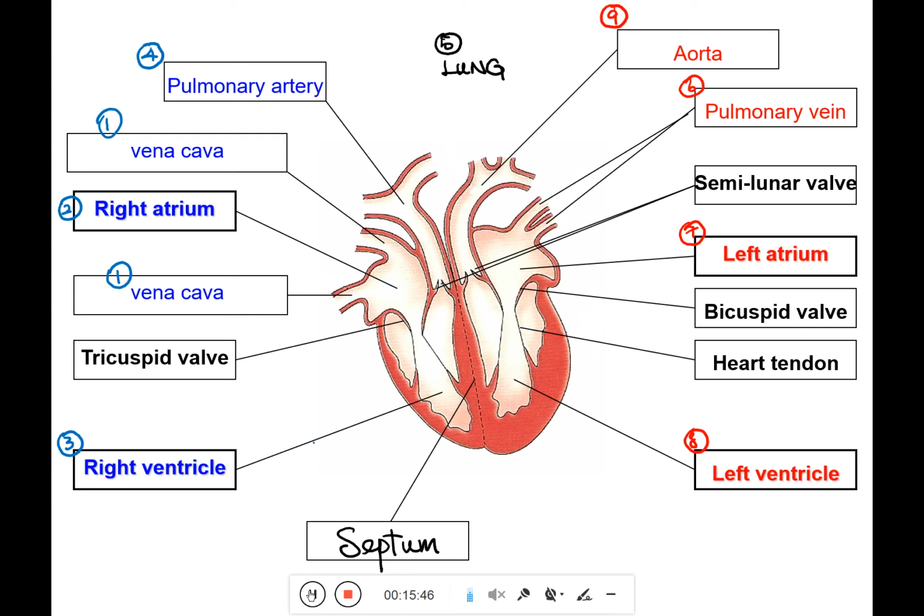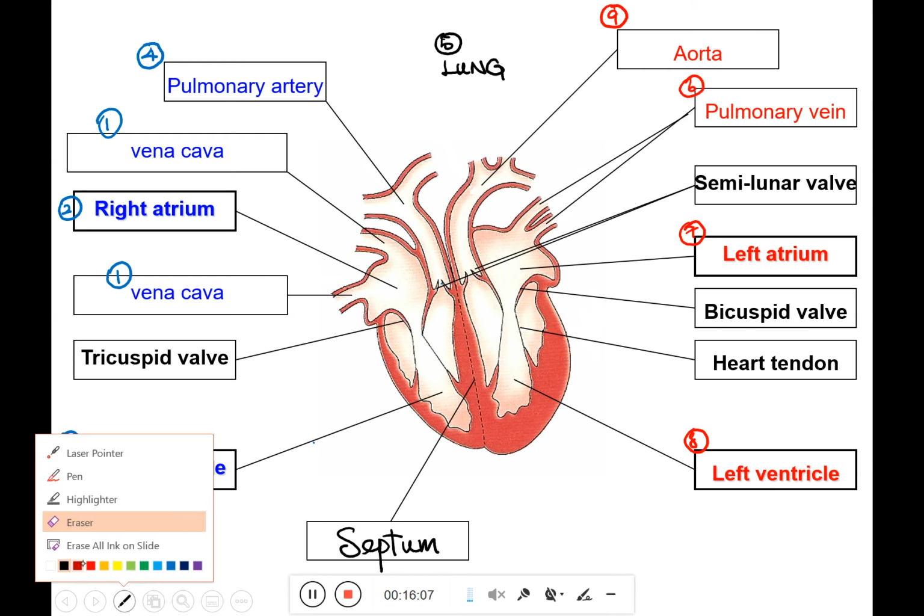So when you study these valves, you have to remember which direction of backflow it is trying to stop, and more importantly, when will that backflow happen? Whether that happens during the ventricle contraction or whether that happens when the ventricle relaxes. Okay? So the last structure that we have to talk about is the heart tendon.